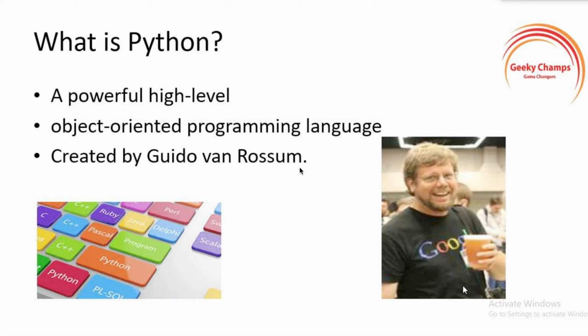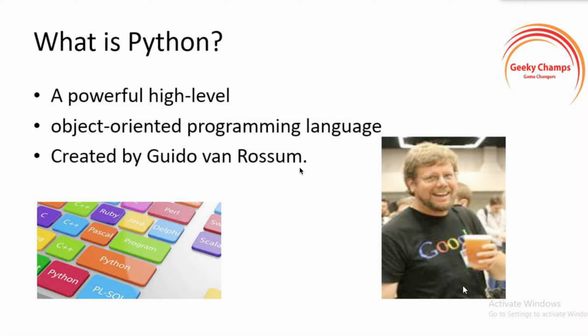Things, as Python is a very powerful high-level language. Obviously, it sounds really technical, but let's go ahead with this right now. After some time, you will be able to understand what this means, powerful high-level language. Then it is object-oriented, and it was created by Guido van Rossum. The gentleman you can see in the picture invented Python as a programming language.